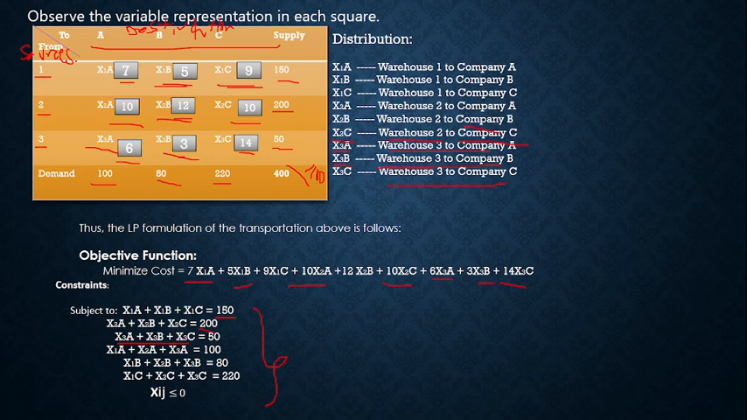Next, the columns. For all the columns of each company: x sub 1A plus x sub 2A plus x sub 3A is equal to 100, the total demand of company A. Column B: x sub 1B plus x sub 2B plus x sub 3B is equal to 80, the demand of company B. And for column C: x sub 1C plus x sub 2C plus x sub 3C, just copy all the column of C, is equal to 220, the demand of company C. This is called the non-negativity constraint: x sub ij is greater than or equal to 0.